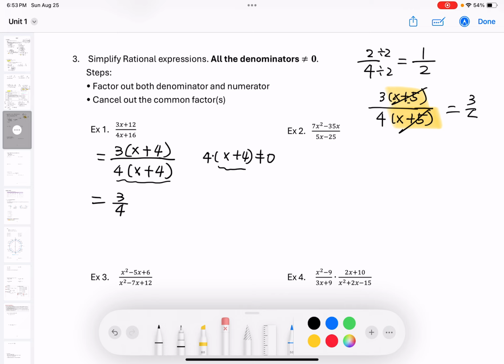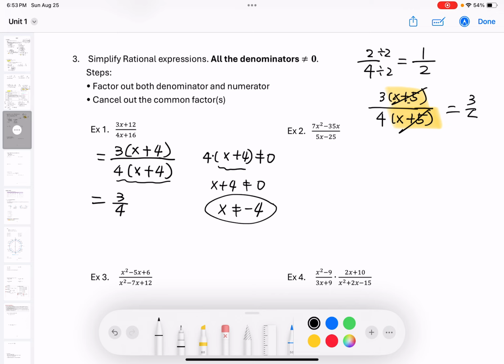So if the multiplication between several factors is not equal to 0, then each factor is not 0. So we have factor 1 is 4. 4 is not equal to 0. Yes, absolutely, it is not 0. That means my second factor, x plus 4, is not 0. We can solve this like we're solving equations. Minus 4 both sides. X is not equal to negative 4.